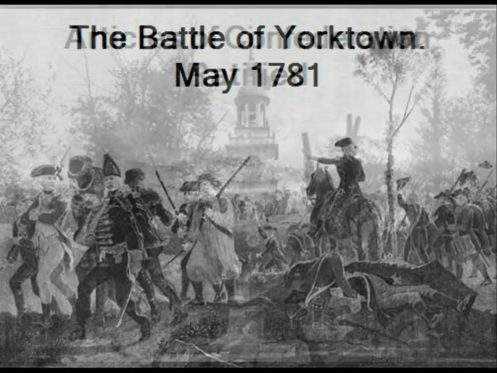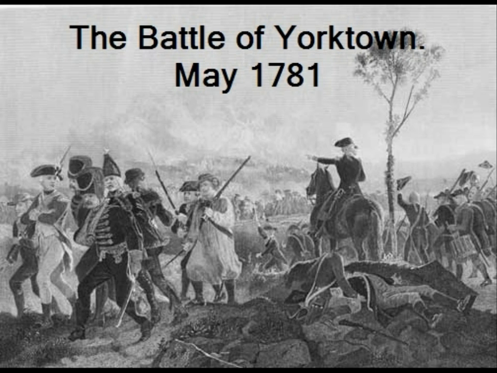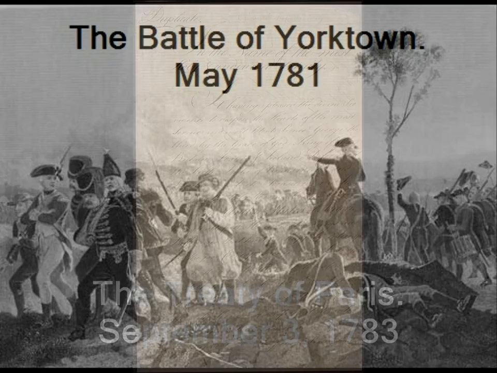In May of 1781, General Washington, with the help of the French, was able to surround the British Army, commanded by General Cornwallis, at a naval base in Yorktown, Virginia. This caused the surrender of the British, and this ended the Revolutionary War. The Treaty of Paris was signed in Paris by representatives of King George III of Great Britain.